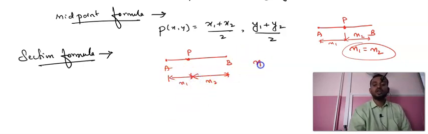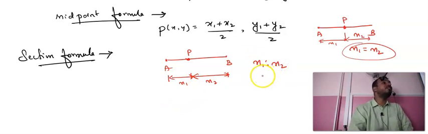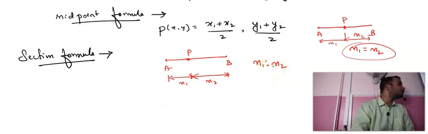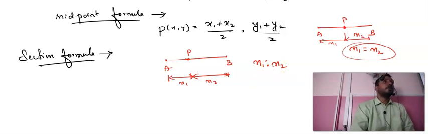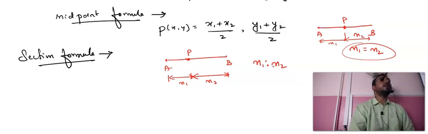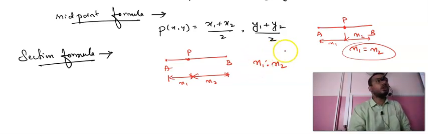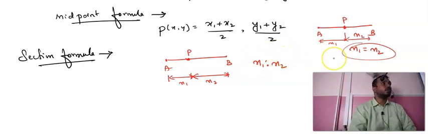In the ratio M1 is to M2, here you can see the difference between M1 and M2 values. It may be 2 is to 3, 3 is to 2. But M1 and M2 values are not equal, they are not the same. They may be varying with some other values. One value will be smaller and the other bigger, or vice versa.